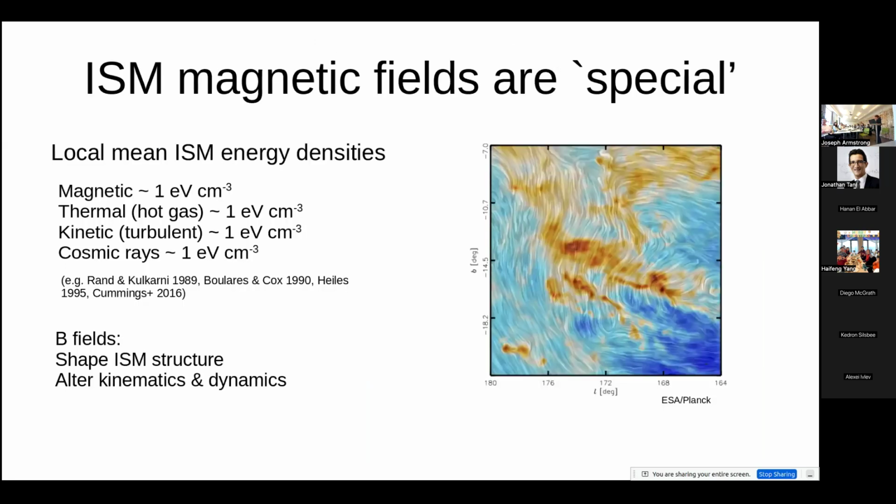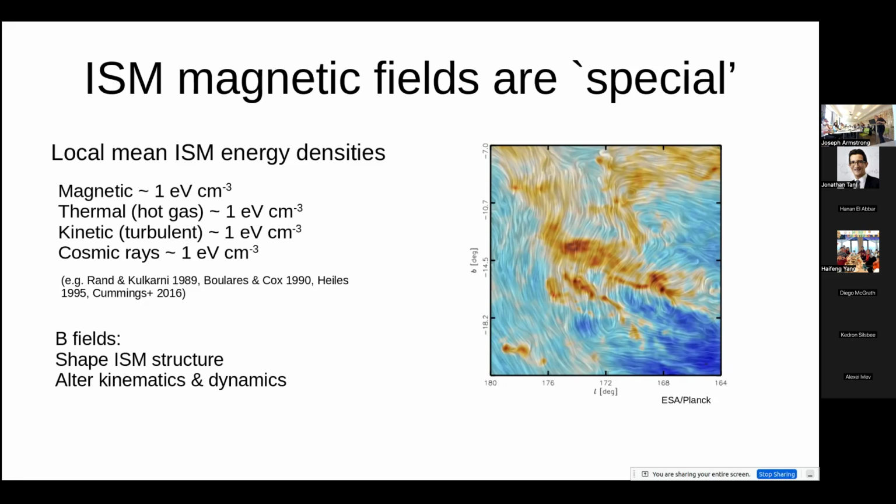Now in the ISM, magnetic fields are somewhat special. They have an energy density that's comparable to the other energy densities of the different components of the ISM. So if you look at the magnetic energy density, it's order 1 eV per cubic centimeter in the mean diffuse ISM. And that's the same order of magnitude as the thermal energy from the hot gas, the kinetic turbulent energy, that of the cosmic rays, you name it. So what this means is that magnetic fields are potentially dynamically important in the ISM.